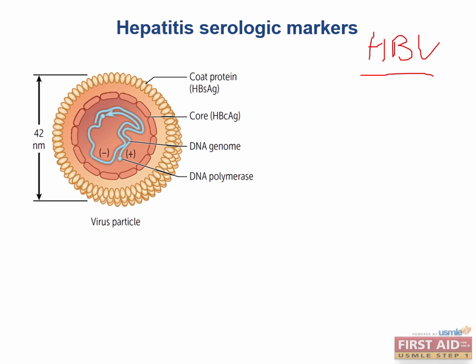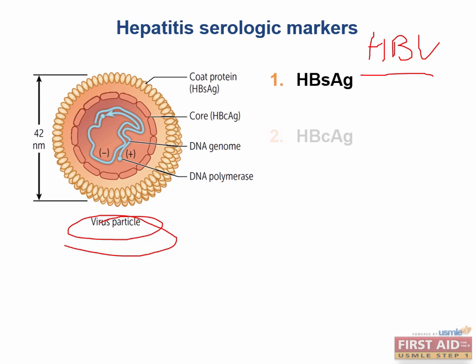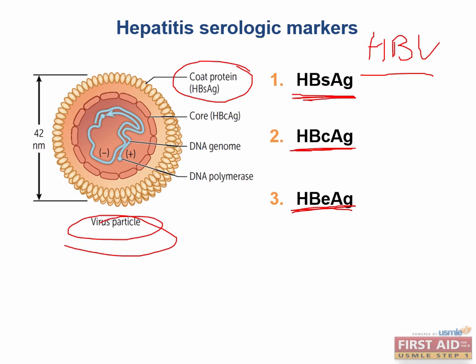So here's an image of a hepatitis B virus particle. This image is illustrating the important structural components. There are three important antigens to know when discussing the serologies of hepatitis B. We need to know about the hepatitis B surface antigen, denoted HBsAg, the hepatitis B core antigen, denoted HBcAg, and then there is the hepatitis B e antigen, denoted HBeAg. We can see here that the coat protein is on the coat of the virion, and we can see the core protein is in the core of the virion.